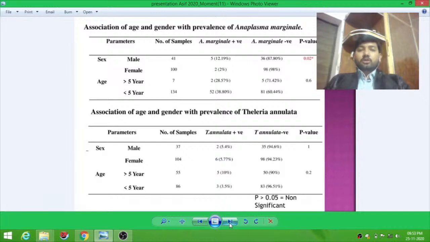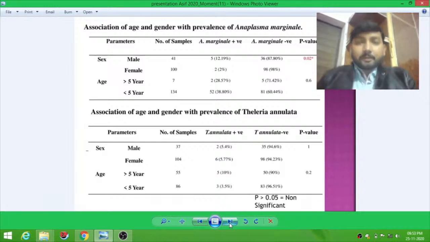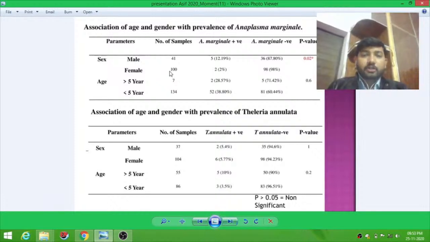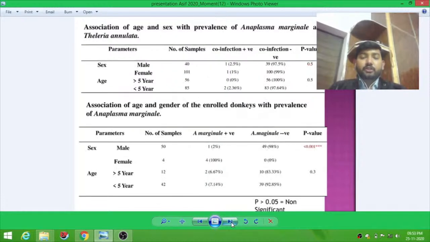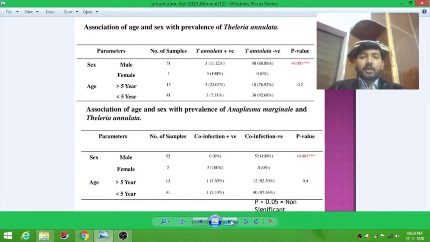We also detected the correlation of the prevalence of the parasites with the sex and the age of the animals. This shows that females were more prone to disease as compared to males. There was no correlation with age, but with sex, females were more prone to disease as compared to males. This table also shows the significant correlation with gender.